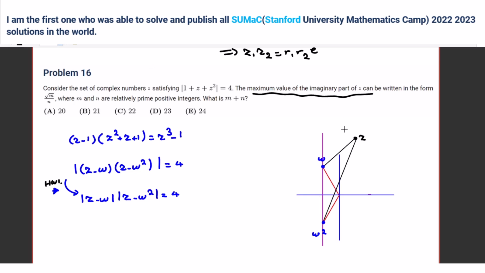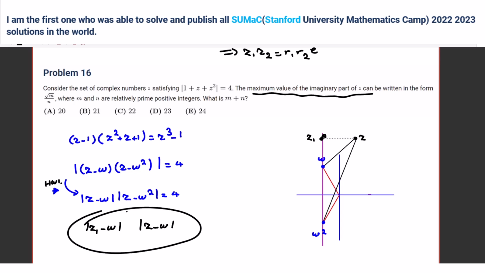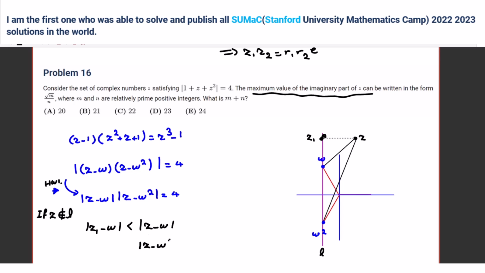Now, if I change this z to this point, so suppose it is z1, can you tell me, do you agree, z1 minus omega, and let me write these two lengths, which of them is greater? Z minus omega. Exactly. Suppose it is L. We want to prove Z belongs to L. If Z doesn't belong to L, this is greater than this. And what about z minus omega squared and z1 minus omega squared? Z minus omega squared. Exactly.